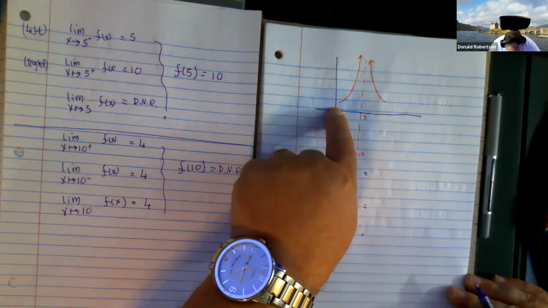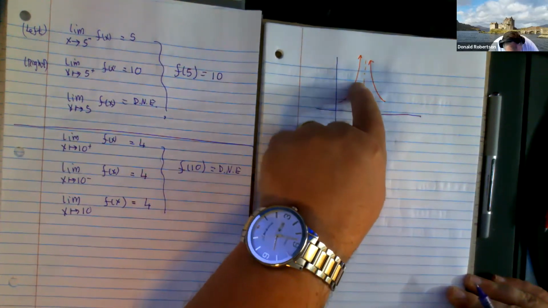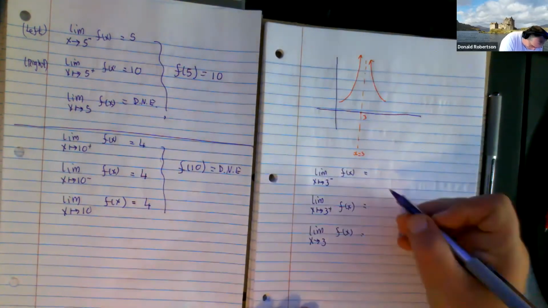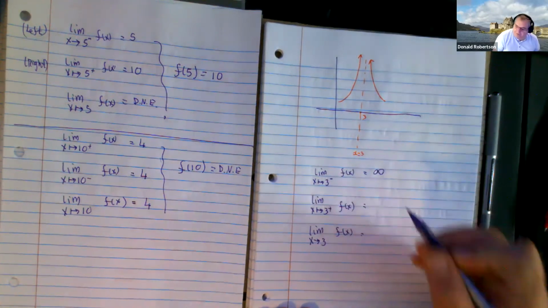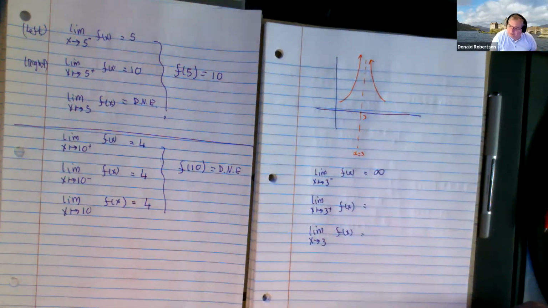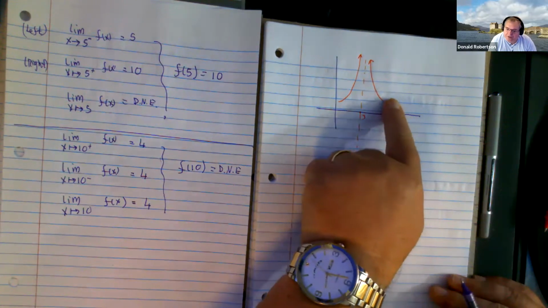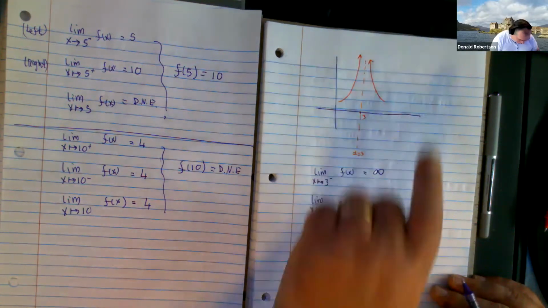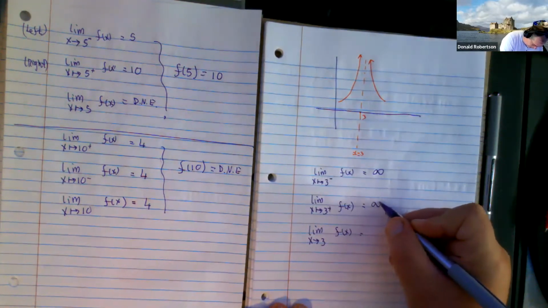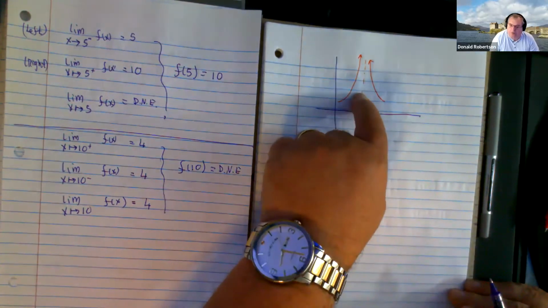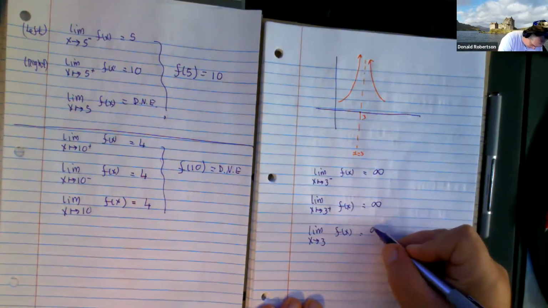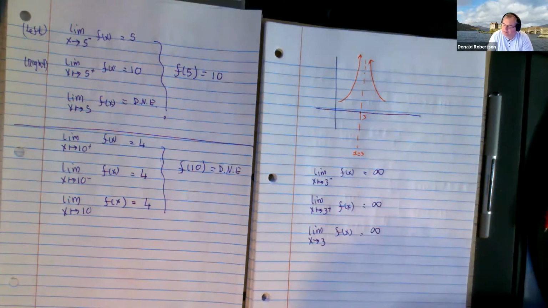Now I can do my fingers and point. As you come in from the left-hand side, isn't this function zooming off to infinity? Positive infinity, upwards. Now, if you come in from the right-hand side, the 3 plus side, it's also shooting up to plus infinity. And isn't the overall limit here infinity?